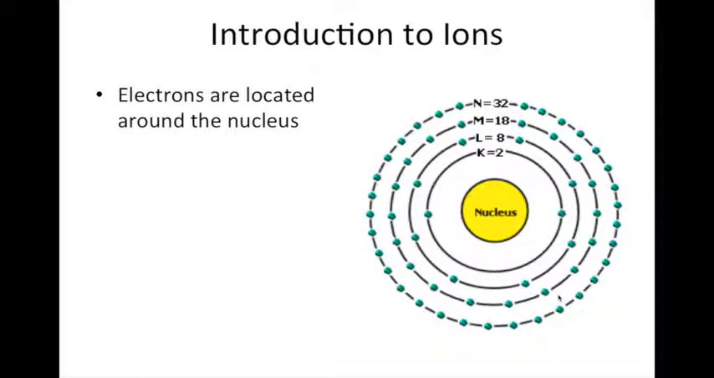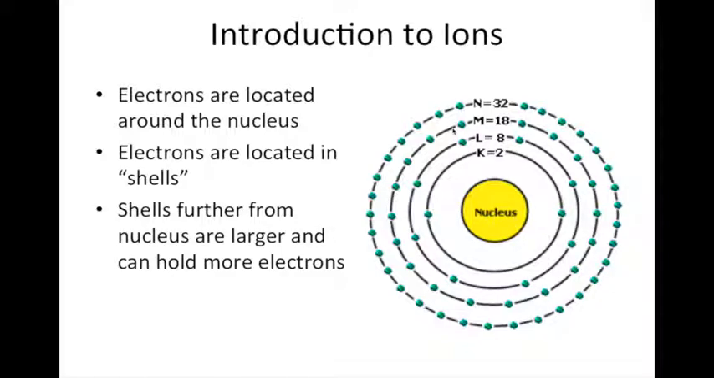So just one brief little thing about the electron structure, or how electrons are configured in atoms. Electrons, of course, are located around the positively charged nucleus. So atoms have a very small, dense, positively charged nucleus, and the electrons are located around the nucleus. The electrons are not just randomly located, they're located in shells. They exist in shells or specific locations around the nucleus.